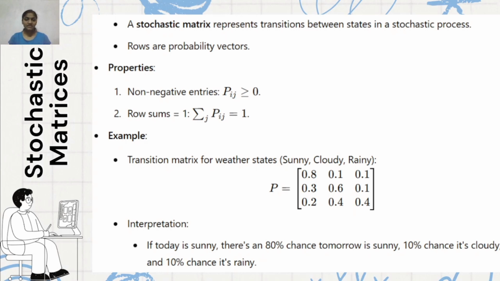Here is another example. Transition matrix for weather states. Sunny, cloudy, rainy. Here is a transition matrix which is represented by P. The interpretation for this matrix is, let's assume today is sunny, then there is an 80% chance that tomorrow is sunny again, and 10% chance it's cloudy, and 10% chance it's rainy.